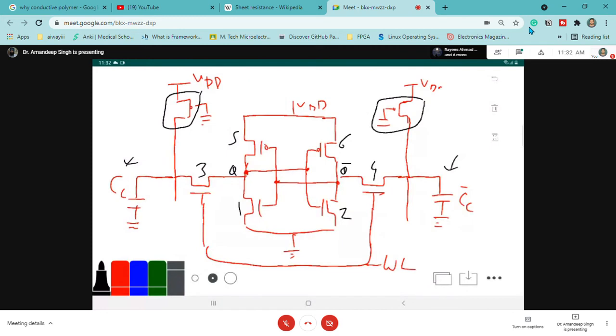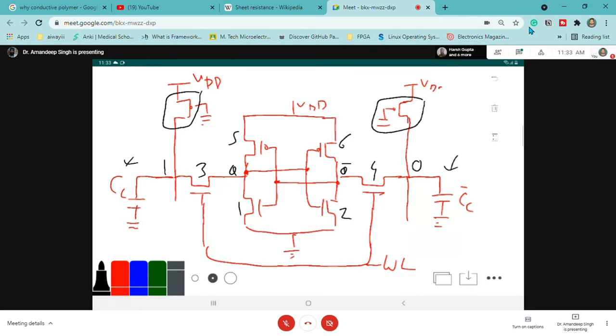While doing the write operation, okay, suppose we want to perform the write operation, then if I want to write Q as 1, then I need to give 1 here. Simultaneously, I have to give 0 here. Why? Because if Q is written to be 1, Q bar is 0.